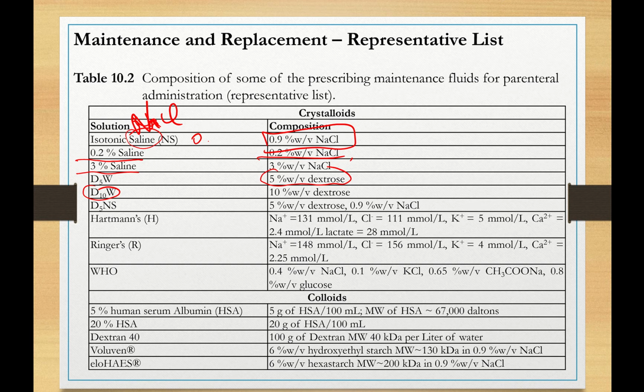Here I have a mixture. So this is an isotonic solution containing 5% dextrose and 0.9% sodium chloride. Here is a famous one, Hartmann solution, Ringer solution, and WHO. This is very, very important. It's for oral administration, especially for kids that suffer diarrhea.